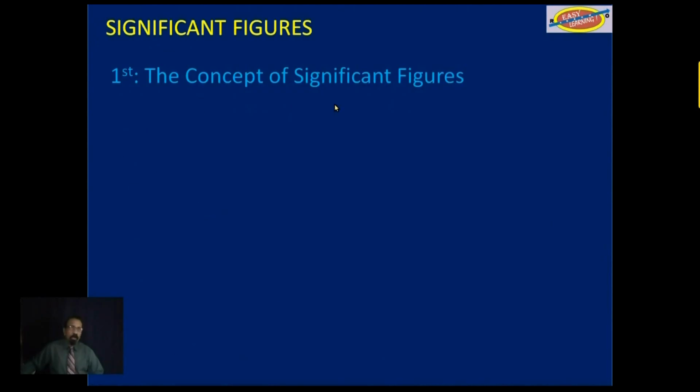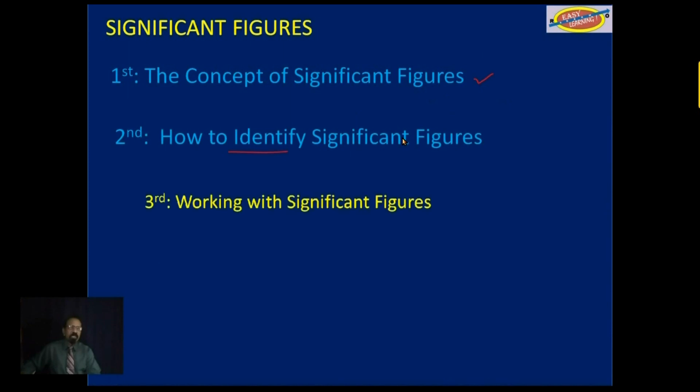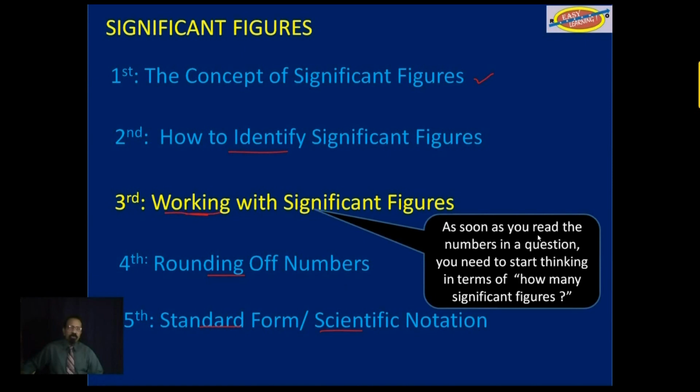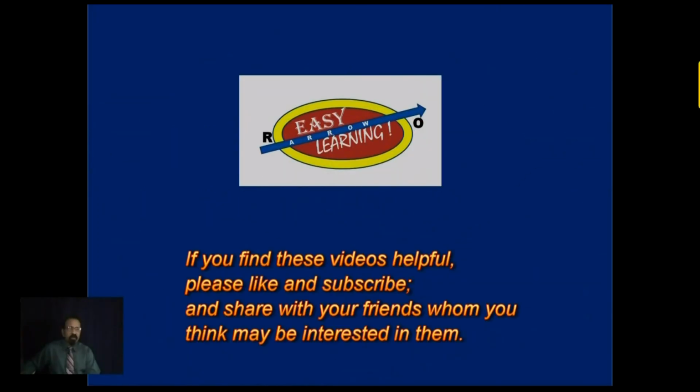We looked already at the concept of significant figures in one video. We looked at identifying significant figures and uncertain digits. And we just looked at working with significant figures. Next, we will talk about rounding off numbers and then standard form, sometimes known as scientific notation. As soon as you read the numbers in a question, you need to start thinking in terms of how many significant figures. And that brings us to the end of this video.